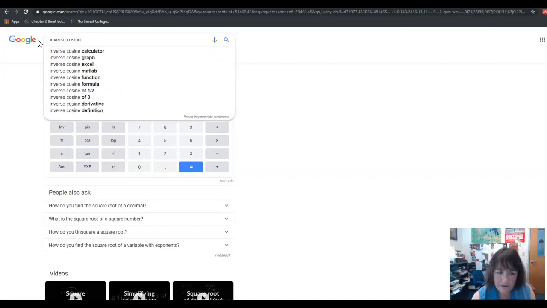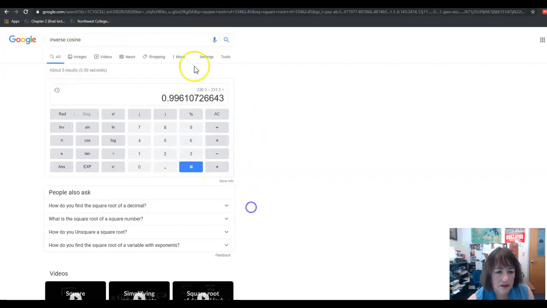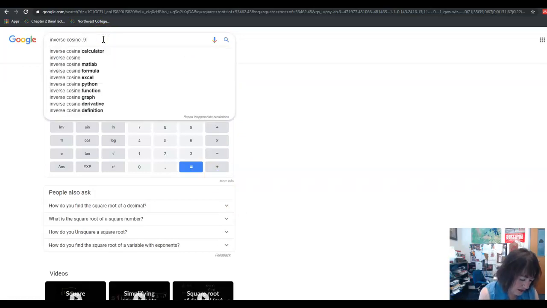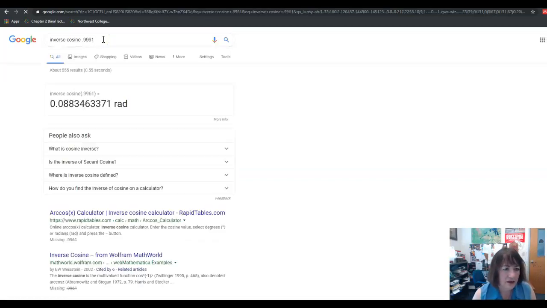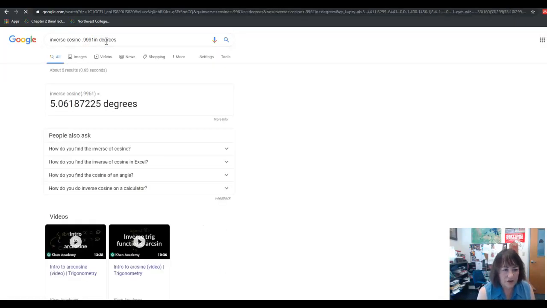Inverse cosine, there we go. 0.9961, and it will give me an answer of this many radians. But I don't want radians, I want it in degrees. Now you can convert back and forth between radians and degrees pretty simply. If you think about it, a circle has 2 pi radians, but it has 360 degrees, so that's your conversion factor.